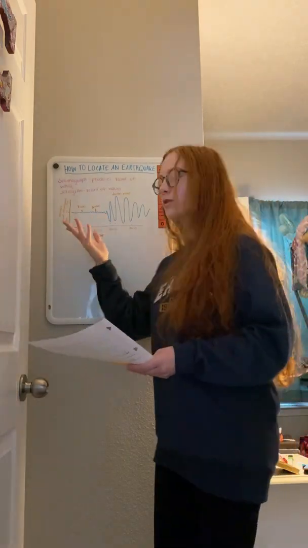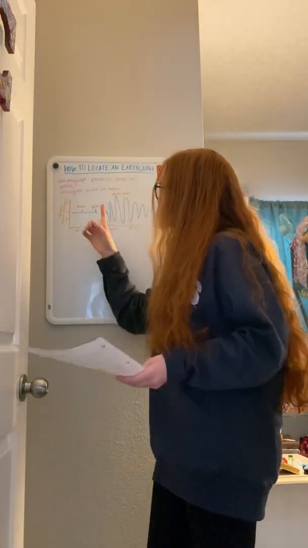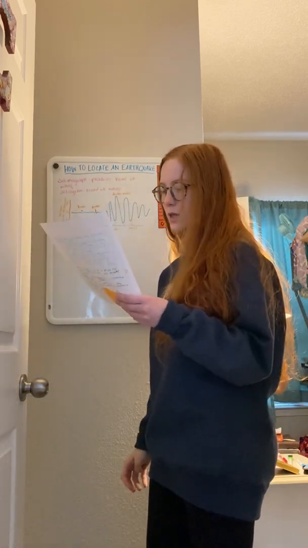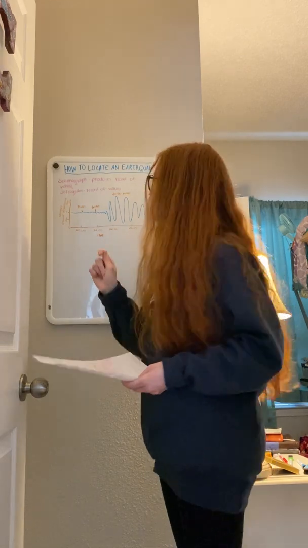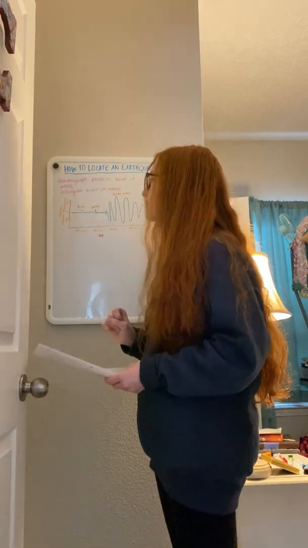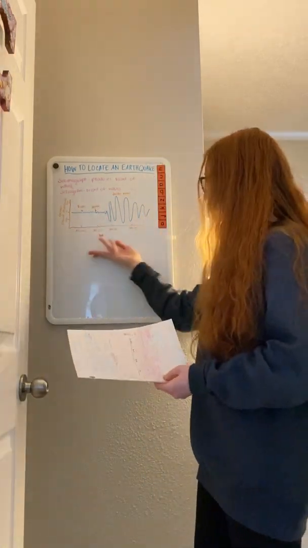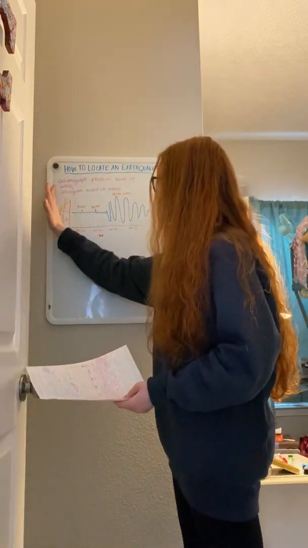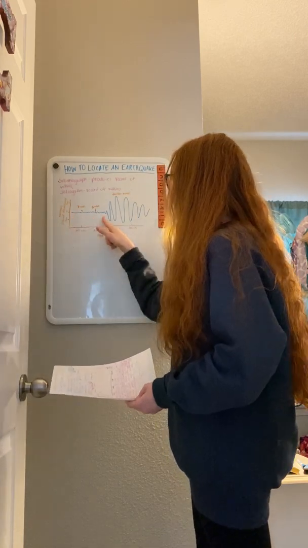Today we're going to learn how to locate an earthquake. So first we have to understand that a seismograph produces a record of the waves. They record the displacement of the ground as a function of time in 3 directions, which makes a seismogram a record of the waves. Here I have one below. On the x-axis we have time, on the y-axis we have ground displacement, and here we have the waves.